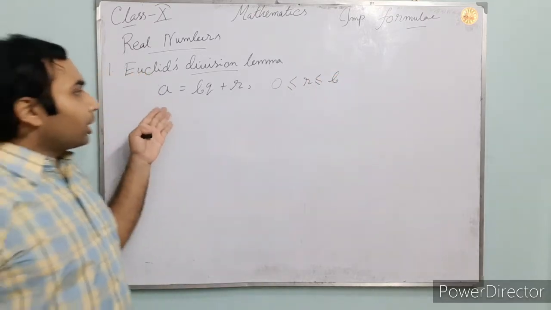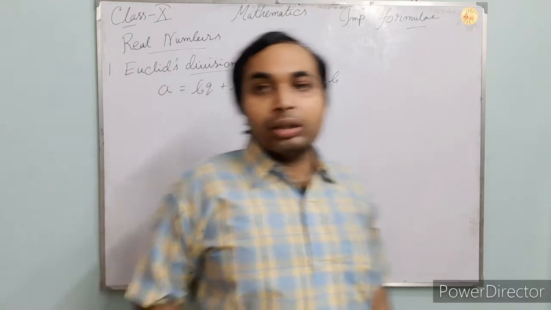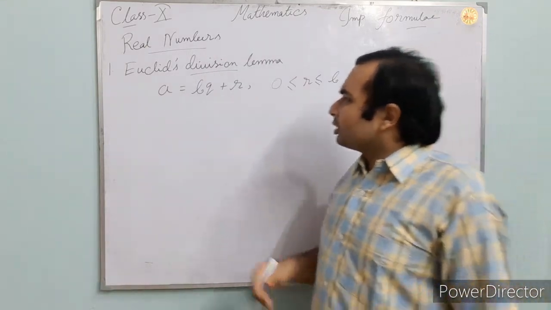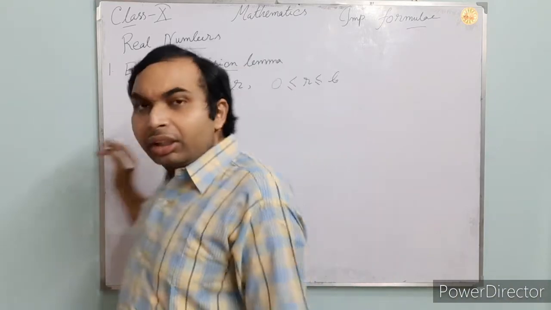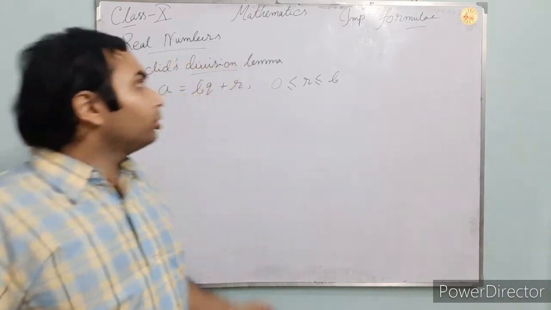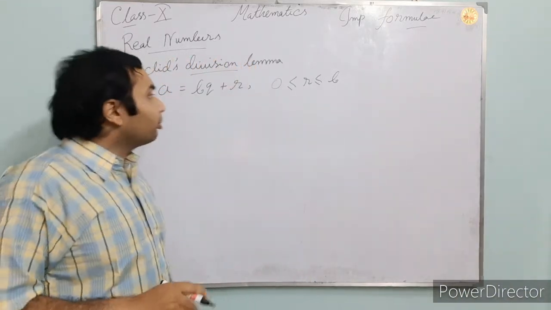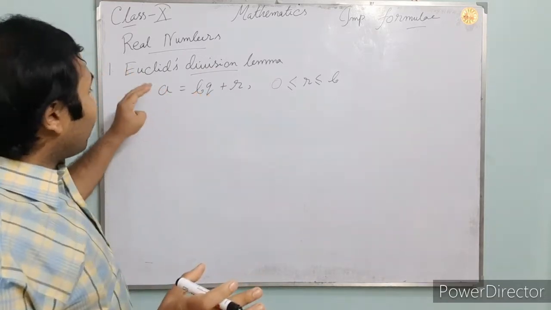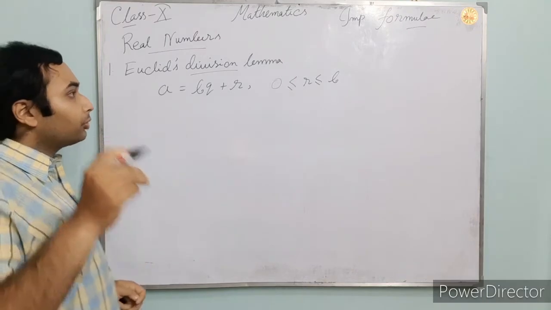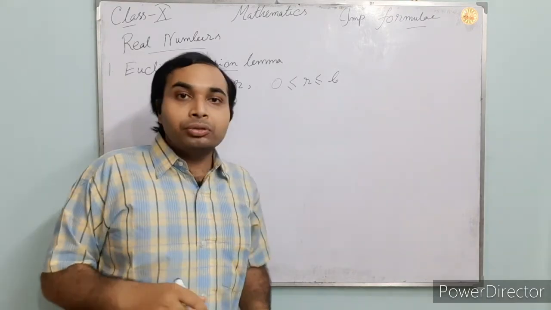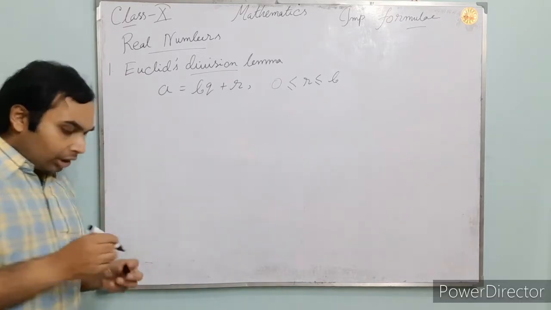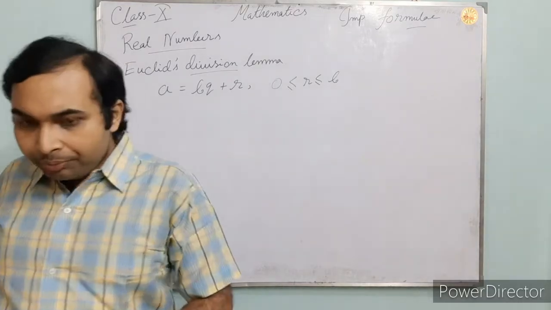This is actually the division algorithm, the same one you have done in previous classes. The technique I will show you later, whenever we do the chapter real numbers. Applying Euclid's division lemma, we have to find the HCF of two numbers. Very easy technique, I will show you later. Okay, now the second one is coming.